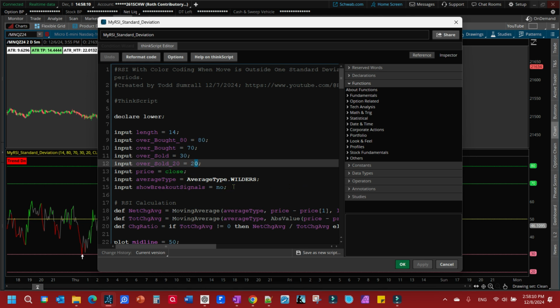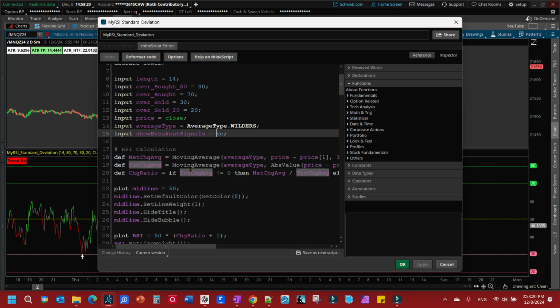And of course, we're using Wilders. Show breakout signals is default to no. You can go turn it on. I showed you just a minute ago how to do that. The RSI calculation, we come to net change, and it's getting average price changes, gains and losses over a specified length, which is 14 default. Total change average is the average absolute price change, ignoring the direction, and change ratio is the ratio of gains to total gains used to calculate RSI.